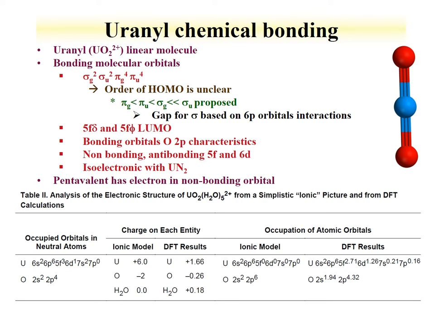As we've already mentioned, the chemical bonding of uranium in solutions is dominated by the uranyl, UO2 2+, species. This linear molecule is derived from the interactions of the 5f electrons and the 2p and s orbitals on oxygen. Modeling has been performed to look at those interactions of the atomic orbitals to form the molecular orbitals. And here's some data from both the ionic and density functional theory results.